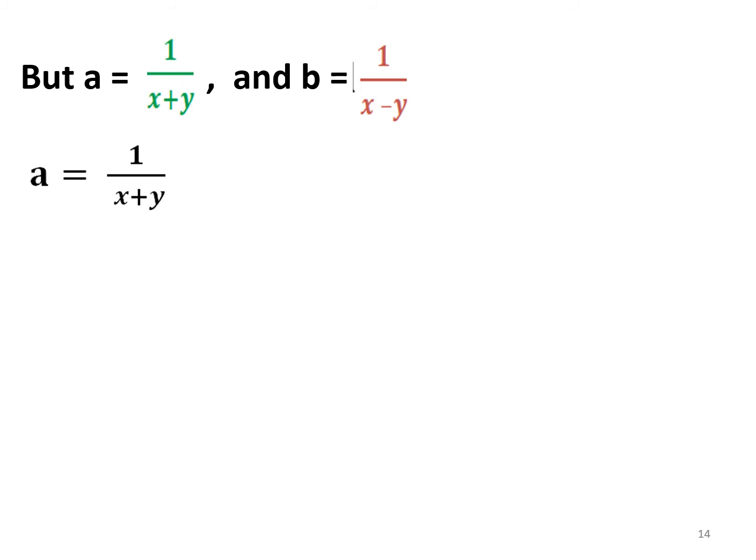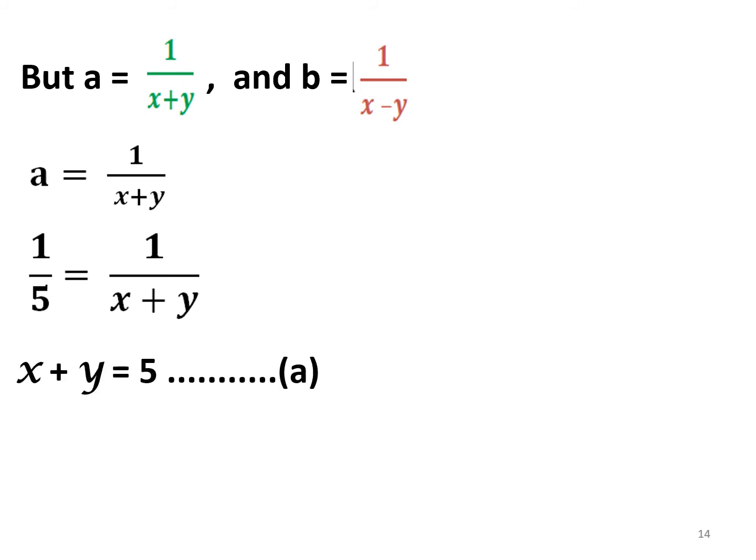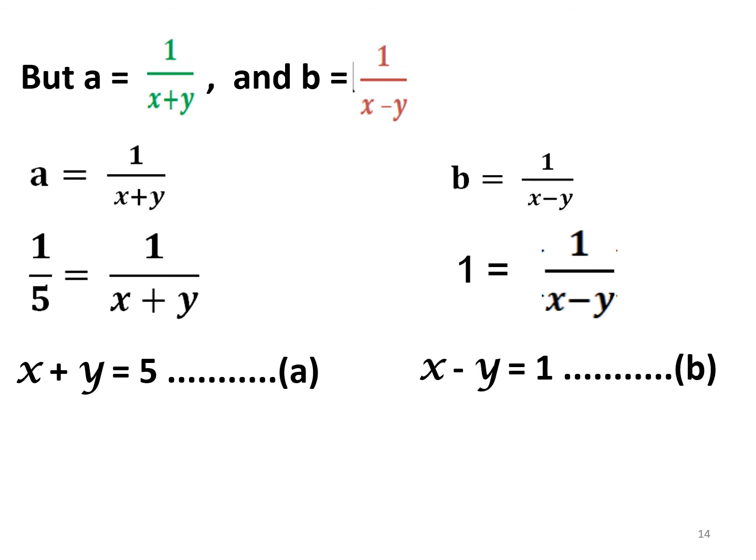A is equal to 1 upon x plus y. A value is 1 upon 5. So 1 upon 5 is equal to 1 upon x plus y. Cross multiplying, x plus y is equal to 5. This is equation A. Next, b is equal to 1 upon x minus y. B value is 1. So 1 is equal to 1 upon x minus y. x minus y is equal to 1. Equation B.